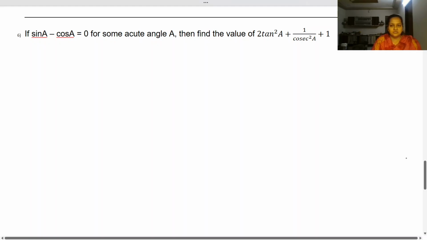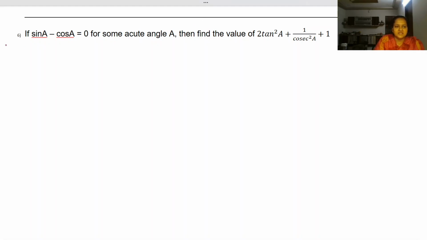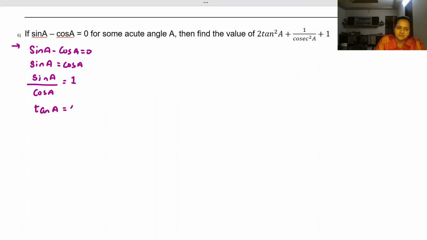Sin A minus cos A is 0. So from here, if we are given that sin A minus cos A is 0, can we not write this as sin A is cos A? If I divide both sides with cos A, I'll get sin A upon cos A is 1, which is tan A is 1. But tan of which angle is 1? Tan of 45 is 1. So can I say that A is 45 degrees? Right? By now, all the questions that we did were somewhere around the same concept.